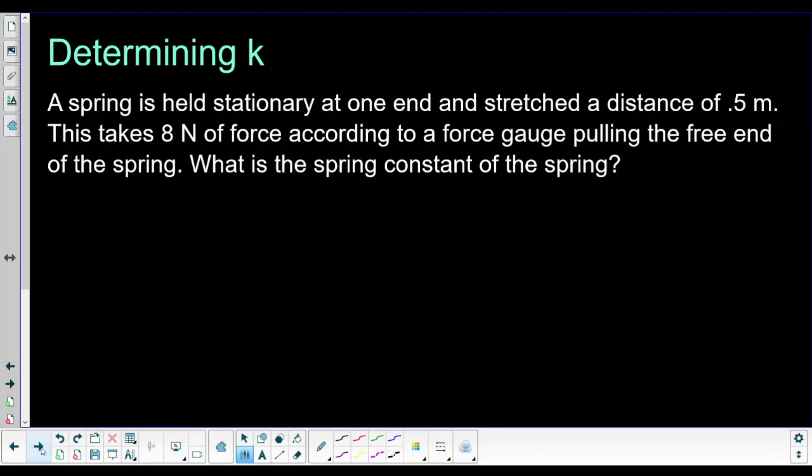All right, so now let's do some example problems, and then we'll get you on your way and you can go practice your own physics. A spring is held stationary at one end and is stretched a distance of 0.5 meters. It takes 8 newtons of force according to a force gauge pulling the free end of the spring. What is the spring constant of the spring?